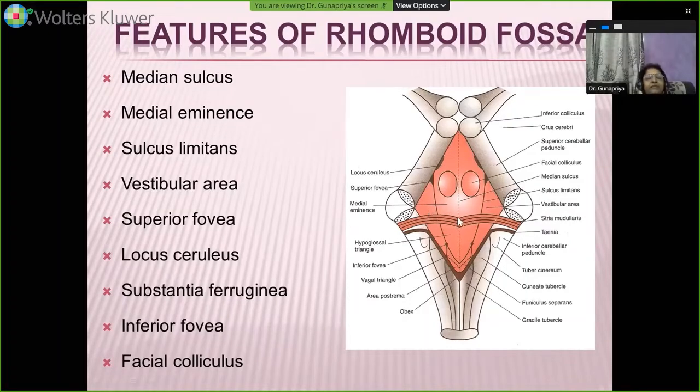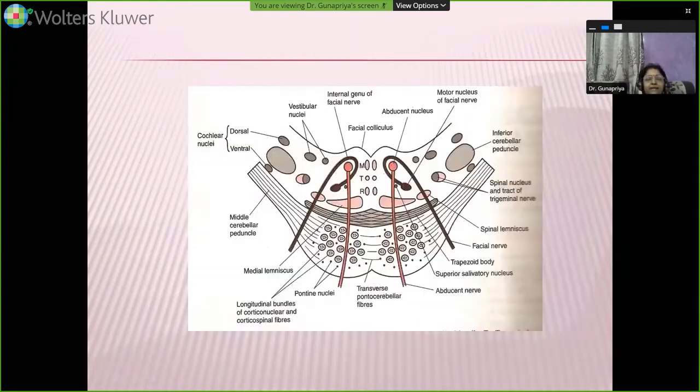I repeat once again, I've told what each one is: median sulcus, medial eminence, facial colliculus, sulcus limitans, superior fovea, and locus ceruleus, and what each one contains. Now, this is inferior fovea in the medullary part of the rhomboid fossa, and I think almost everything else has been covered already. And this area is your vestibular area. Just above the stria medullaris, this area is known as vestibular area, from where your vestibulocochlear nerve is going to emerge from the ventral aspect of pons.